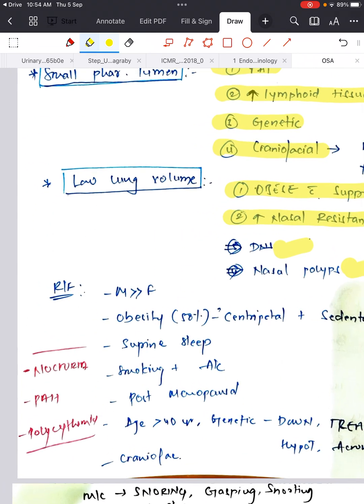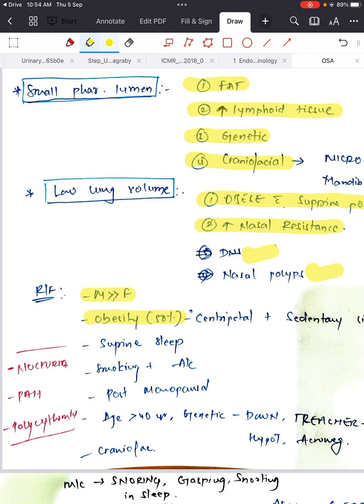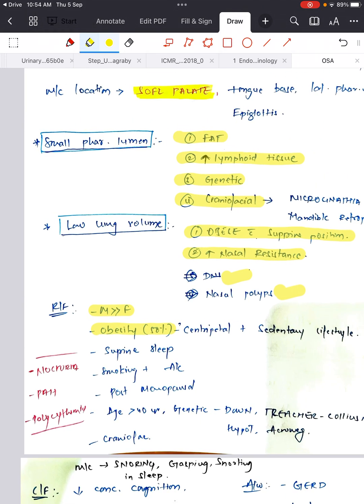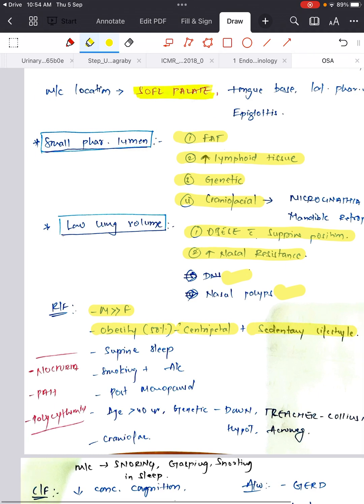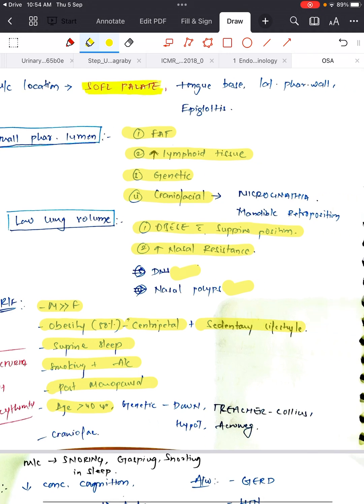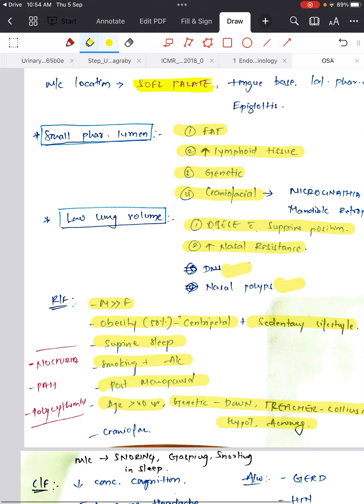Now, risk factors: males are 2 times more affected than females. Obesity, as I said, is one of the major risk factors for obstructive sleep apnea. In obesity, centripetal fat is more suggestive. Sedentary lifestyle, supine sleep because of gravity, smoking and alcohol, postmenopausal hormonal changes, age more than 40 years, and genetics. Some cases like Down syndrome, Treacher Collins, hypothyroidism, and acromegaly are prone to OSA. And craniofacial features, as I said just now, micrognathia, mandible retroposition, etc.